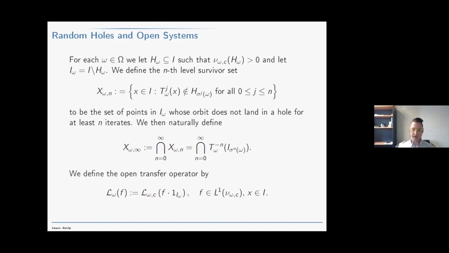With all of this, we can now talk about our open transfer operator. This is going to be L_omega of f. Notice we have this without the little c, which means that we're talking about the open operator, right? And we define our open operator in terms of our closed operator, where here we are multiplying by our characteristic function on the complement of the hole. Effectively, what this does is, before we push forward, we kill everything that's in the hole, and then we push forward what's left over.